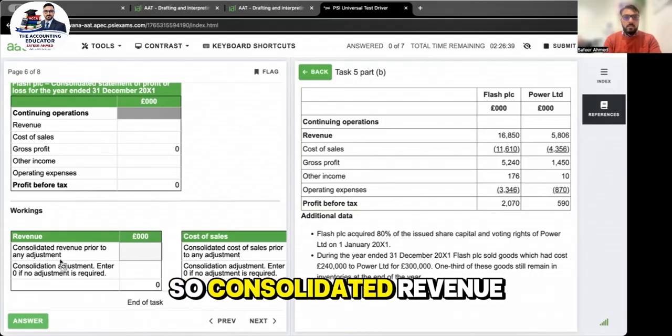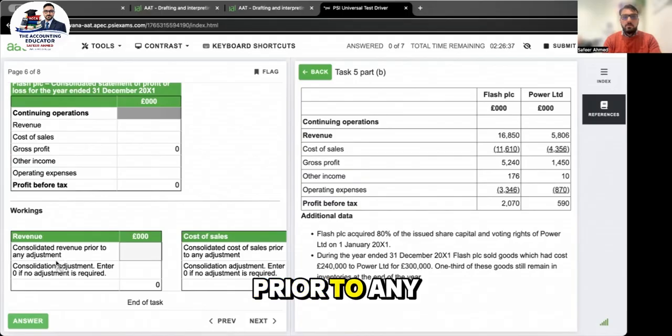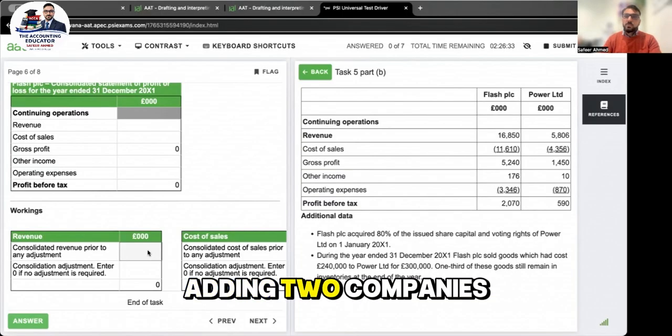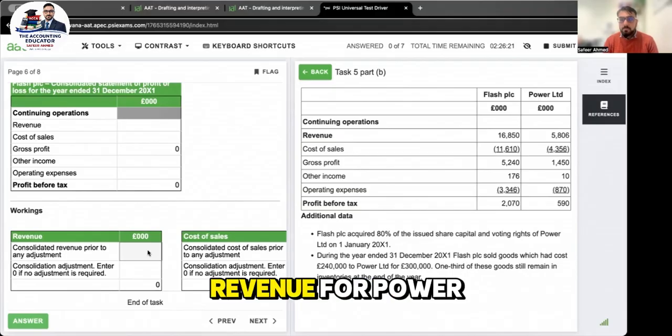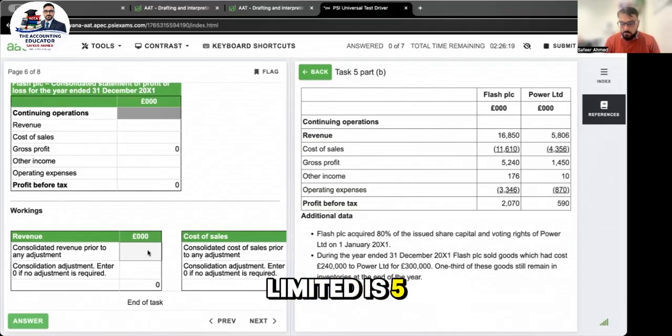So consolidated revenue prior to any adjustment will simply be adding two companies' revenue. As you can see, the revenue for Flash PLC is 16,850 plus revenue for Power Limited is 5,806. So that gives us a total of 22,656.